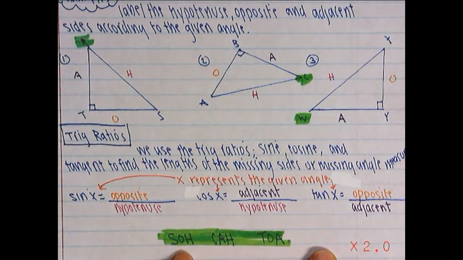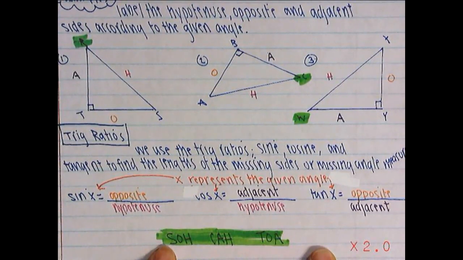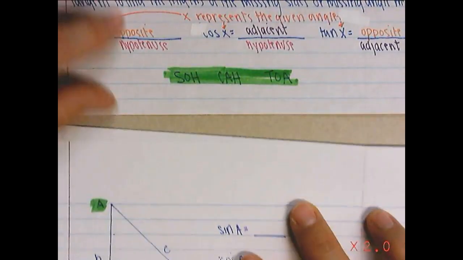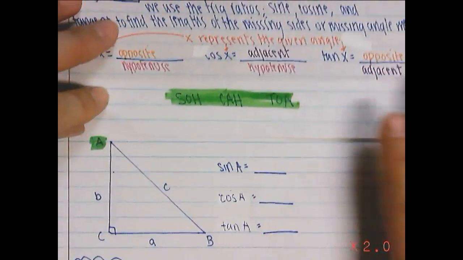So that will help you remember. SOH: sine, opposite over hypotenuse. CAH: cosine, adjacent over hypotenuse. TOA: tangent, opposite over adjacent. Okay, so let's look at some further examples. I'm going to move this up a little bit, and we're going to practice.